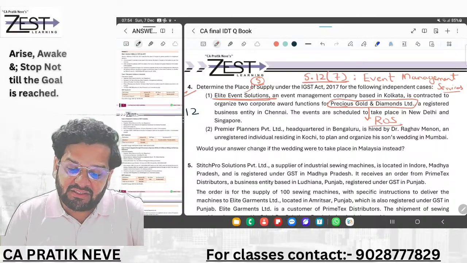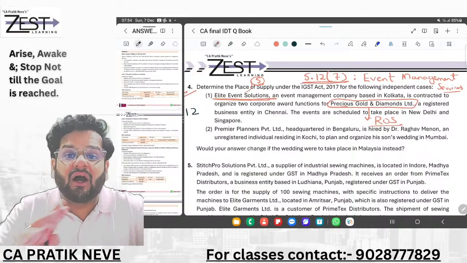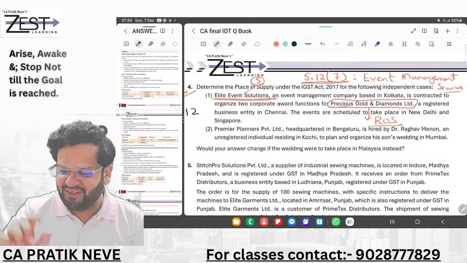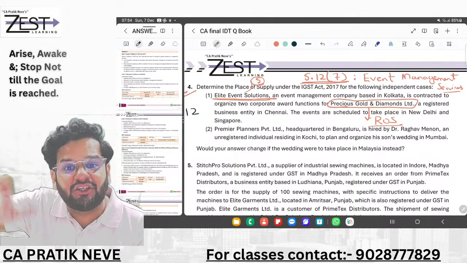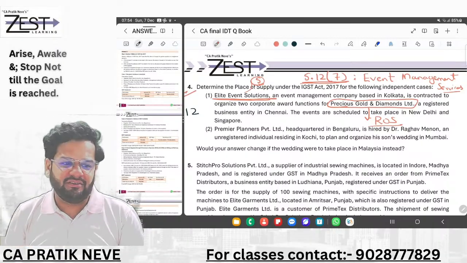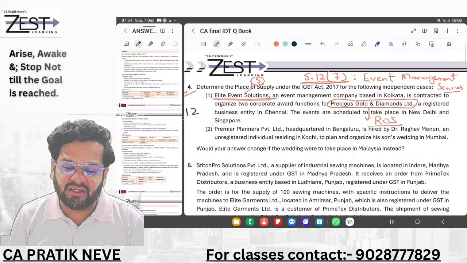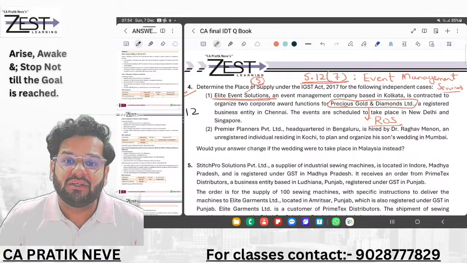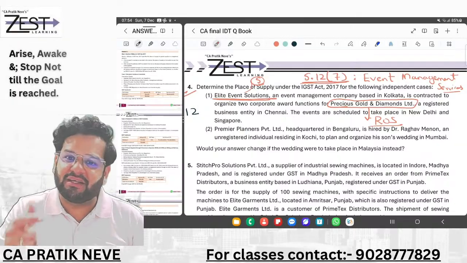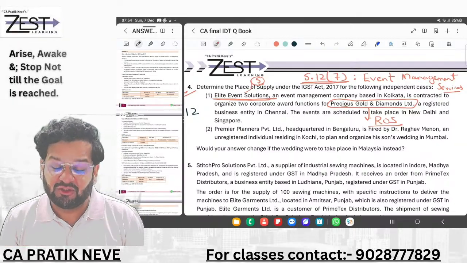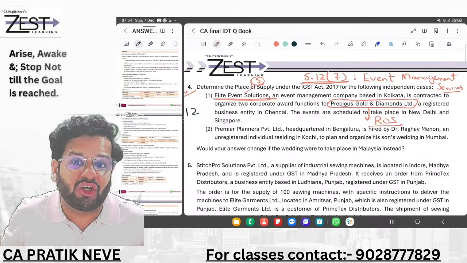Yes. Now understand, event management service, that is 12(7). How is place of supply decided? You have to check whether the supply is given to a registered person or an unregistered person. Now you see here, supply is given to a registered person. Yes, the supply is given to a registered person. So place of supply is the location of the recipient of supply.